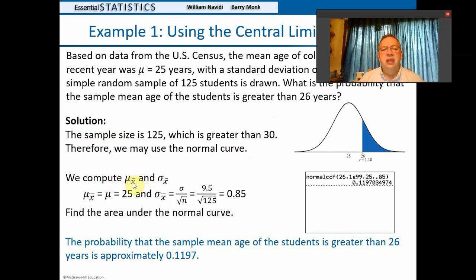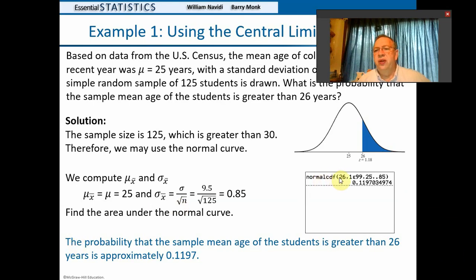We compute the mean of the sample means and the standard deviation of the sample means. The mean of the means is the same as the population mean, 25. The standard deviation of the sample means is sigma over the square root of n, 9.5 over the square root of 125. That gives us 0.85, and then we go to the tables or technology to find the area under the curve. Area is the same thing as probability, the same thing as proportion.